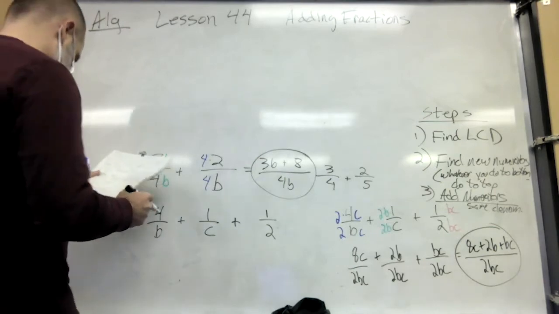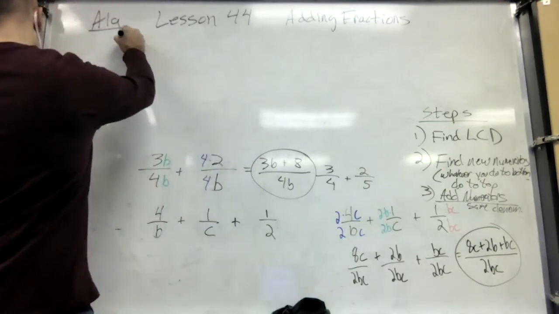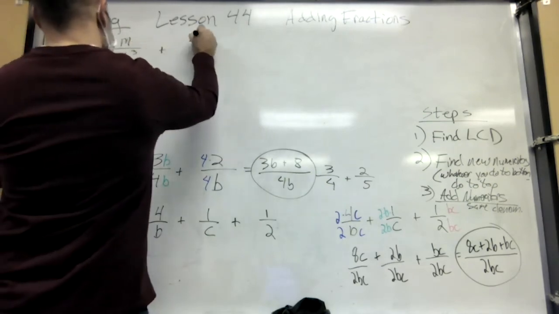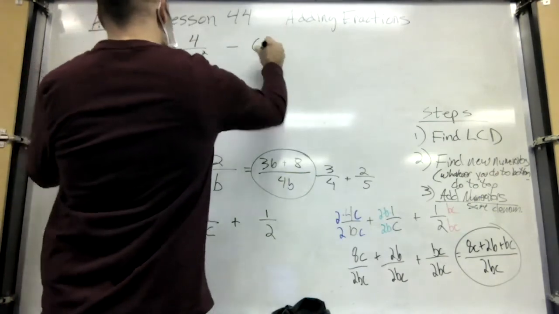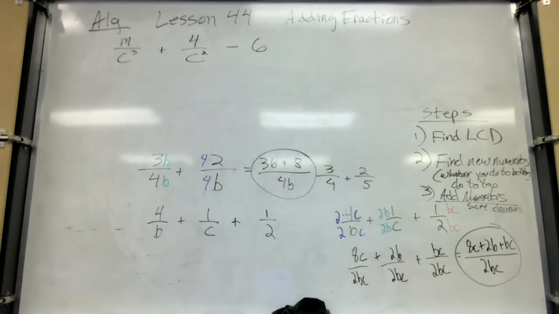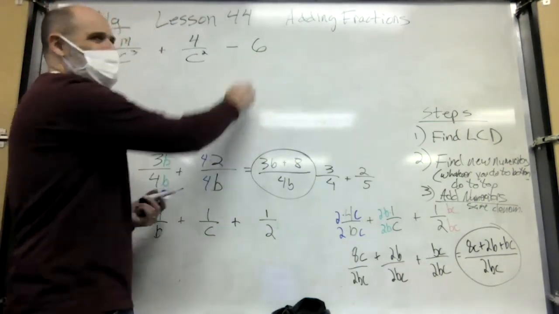Okay, so two more examples. Here's an example. M over C cubed plus 4 over C squared. Okay, now we have similar factors. So let's figure that out. Remember, the least common multiple or least common denominator is the biggest exponent of each factor. Well, first of all, what's the denominator here?